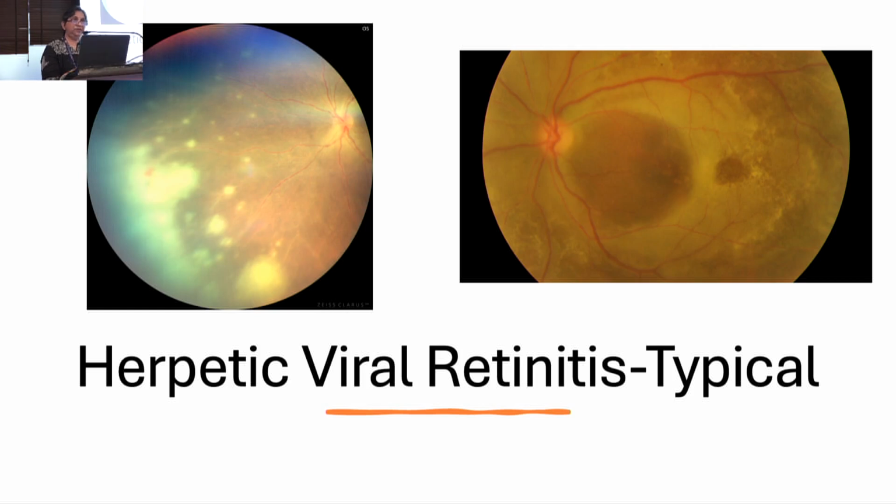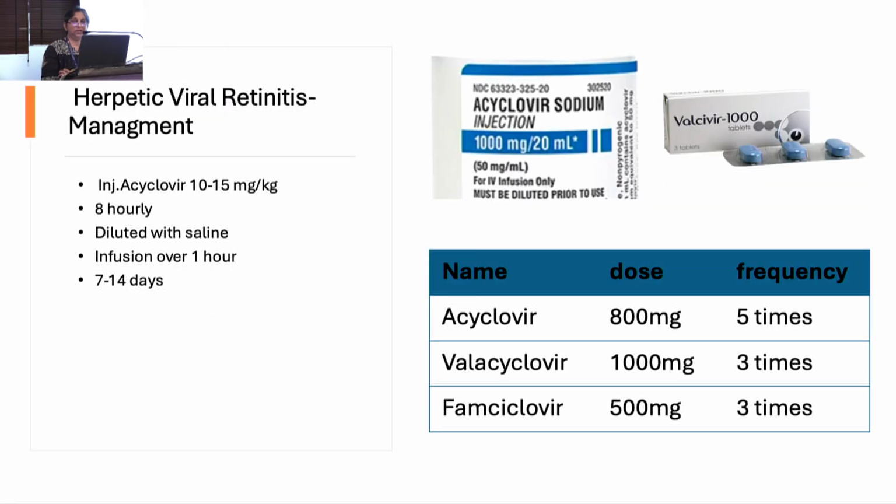Again, when you have the typical presentation of herpetic viral retinitis, diagnosis and treatment is very straightforward, which is injection acyclovir 10 to 15 milligram per kilogram body weight given 8 hourly as a slow infusion for 7 to 14 days, followed by maintenance, which could be with valacyclovir or acyclovir. We generally give valacyclovir 1 gram TDS for a minimum of 3 months.